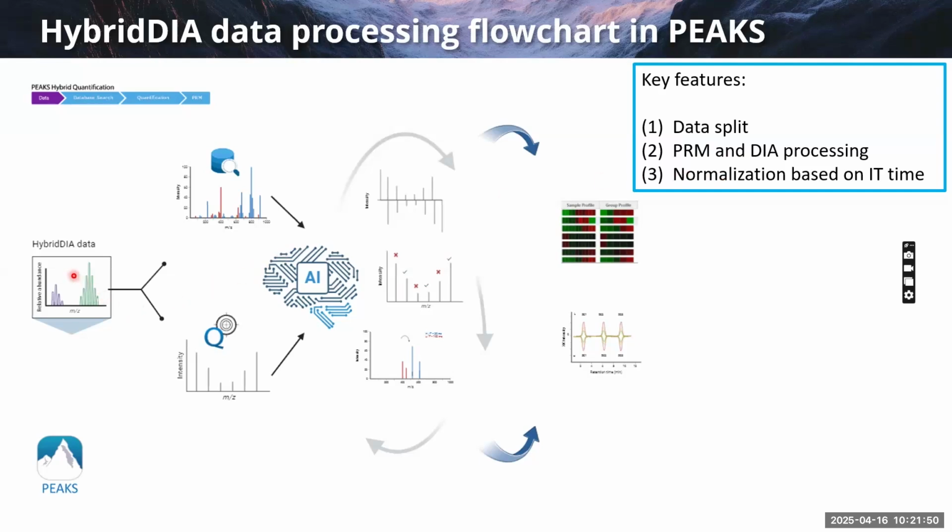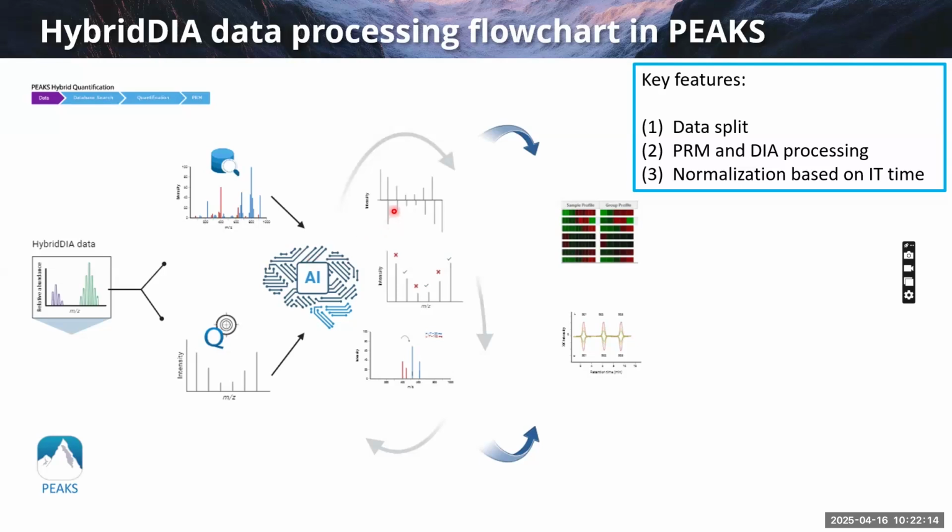So the logic is here. Okay, we got the data here. We just split into 2 parts. This part is the DIA data. Then this part is the PRM data. Since we will show you later, we have the separate workflow to process this data. So basically, during the process, we have a lot of AI tools or deep learning tools to help you increase the confidence of the result.